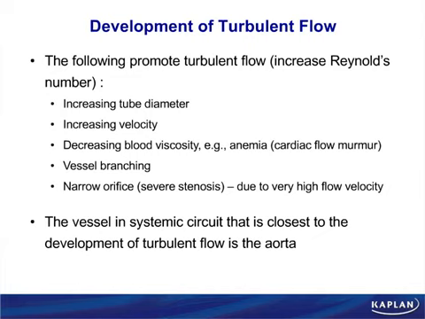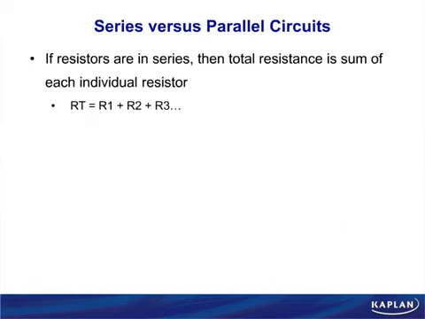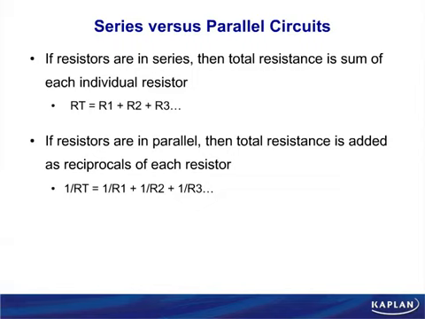That's less of a pressure head driving flow. That's part of the reason that we can have decreased flow to the brain with the carotid stenosis. And again, the vessel in the systemic circuit closest to the development of turbulence is the aorta, as we mentioned now a couple of times, because it has a big diameter and it has a high velocity.